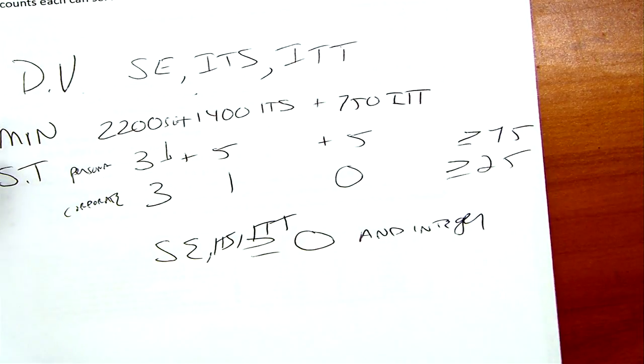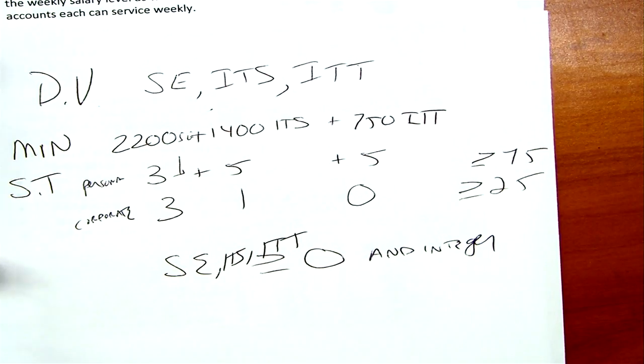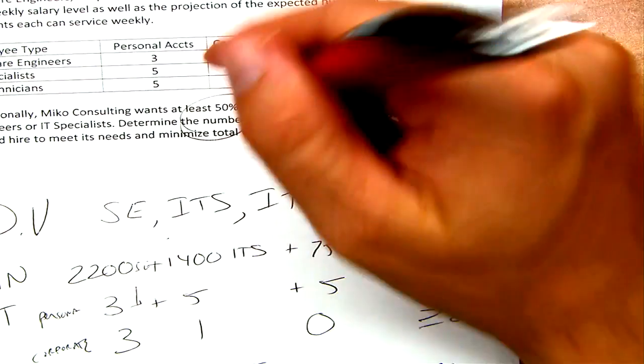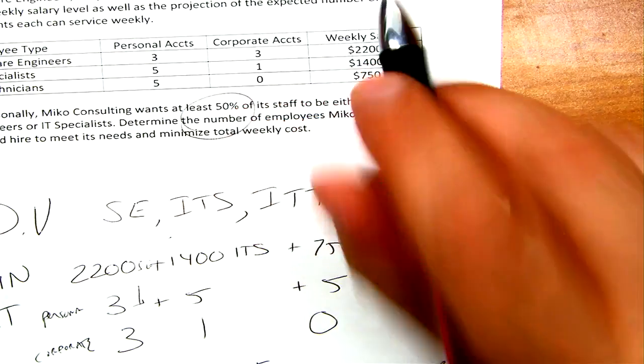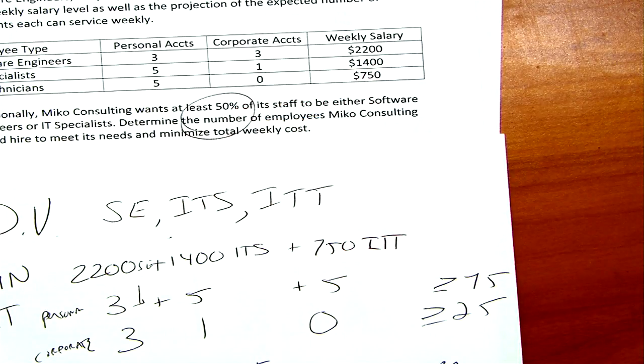Okay, that would cover that. And now I need something for this deal down here. It says Miko Consulting wants at least 50% of its staff to be either software engineers or IT specialists. Determine the number of employees Miko Consulting should hire to meet its needs and minimize total weekly costs. So I'm going to do this one algebraically. I just think it'll be easier for this one.